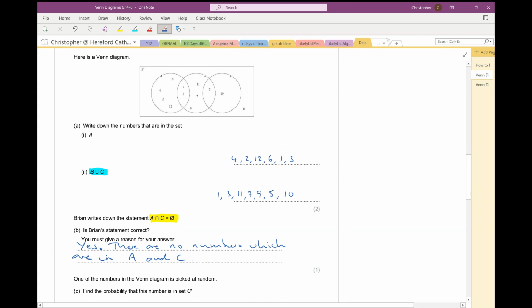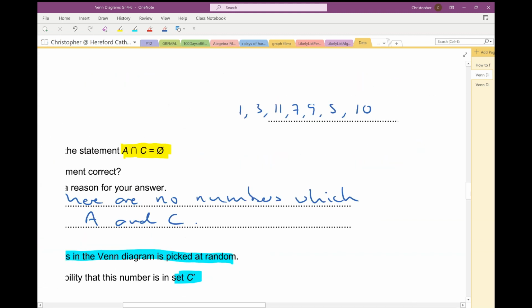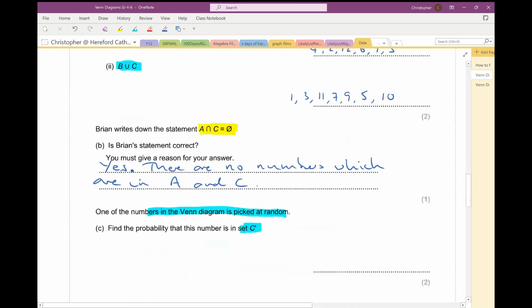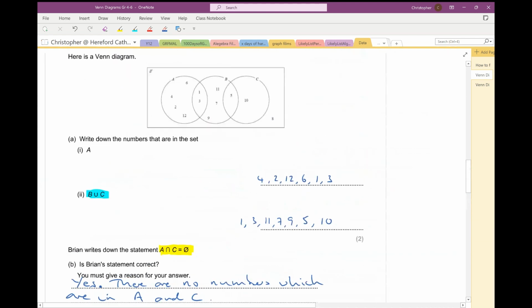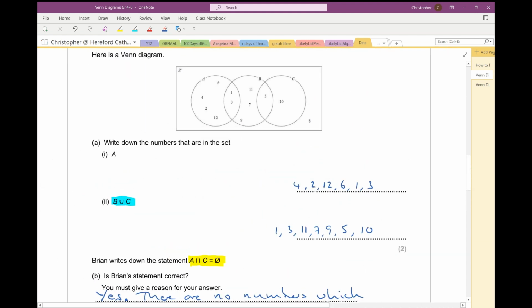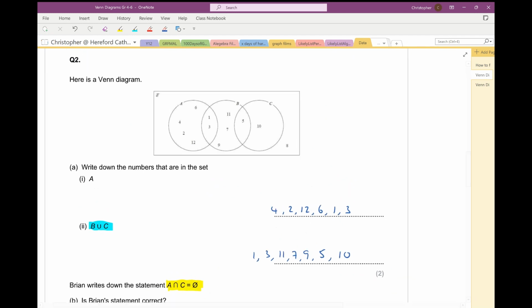One of the numbers in the Venn diagram is picked at random. Find the probability that this number is in set not C. Okay, so I've got to choose one of the numbers at random, and what's the probability that it's not in C? Well, it's probably easier here to say which ones are in C. I mean, 2 of the numbers are in C, aren't they? Which must mean that all the other numbers are not in C.